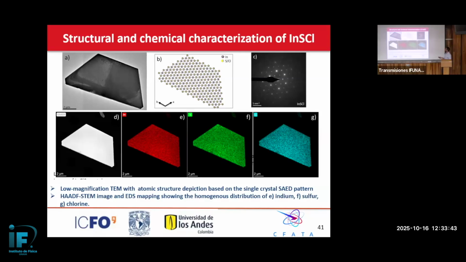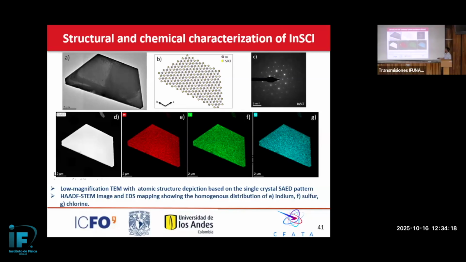The important thing here is to remember the reciprocal space. This is a pattern of the reciprocal space of this trapezoid of indium chlorine and sulfide. The most important message is that you see these bright spots. These bright spots mean that the crystallinity of this system is very high. For a material that is grown at 300 degrees, it's very impressive.